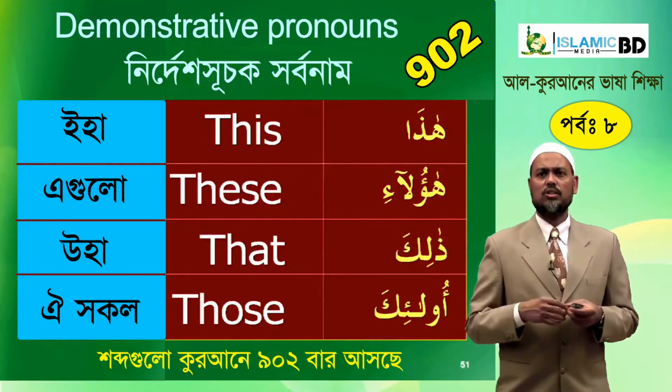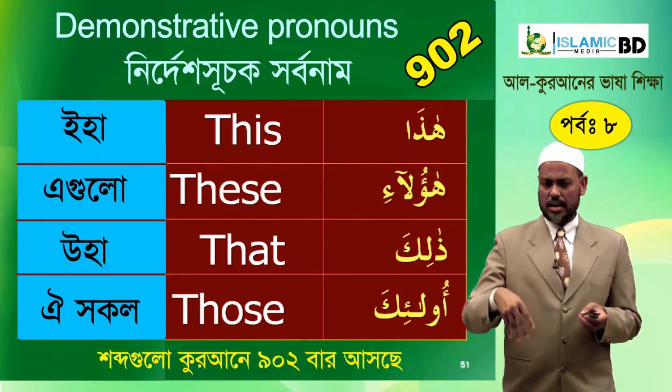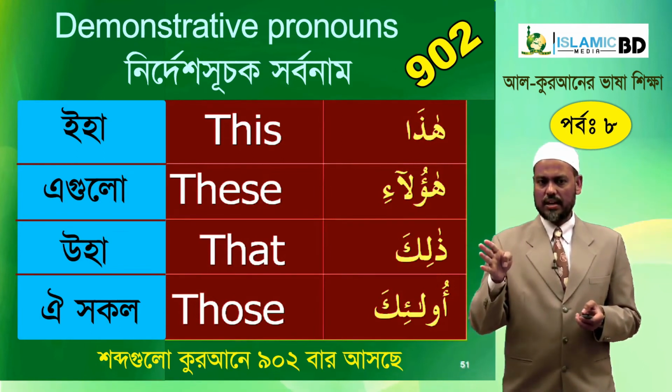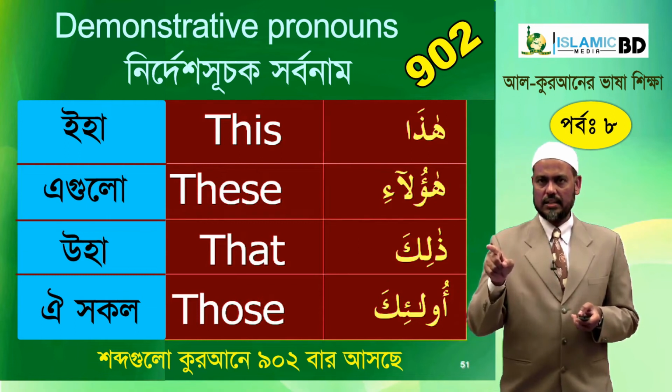Last thing we learned 4 words which come in the Quran 900 times, which is hadha, this; haulai, these; dhalika, that; ulaika, those. Can you repeat after me? Hadha, this; haulai, these; dhalika, that; ulaika, those. Can you translate? Hadha, haulai, dhalika, ulaika. Hadha, this; haulai, these; dhalika, that; ulaika, those.